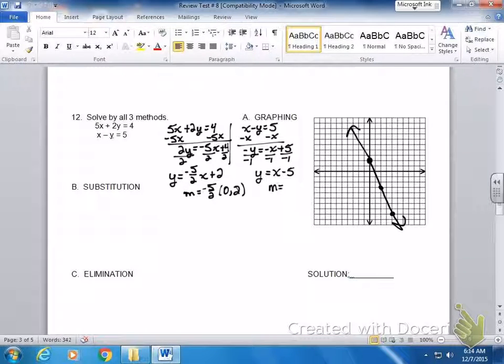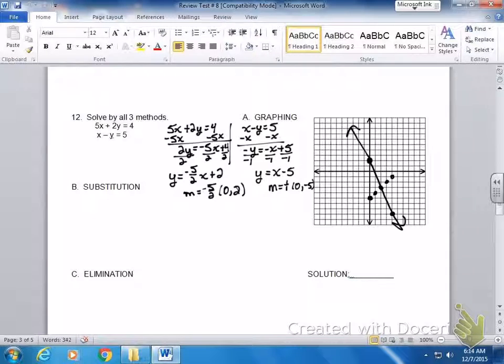So my slope here, in front of the x, there's really a 1, so it's 1 over 1. My y-intercept is the point 0, negative 5. So I'm going to graph this one as well. So over 0 down negative 5, 1, 2, 3, 4, 5. It's positive 1 over 1, so up 1, right 1, up 1, right 1.